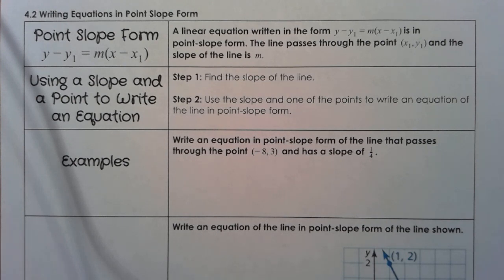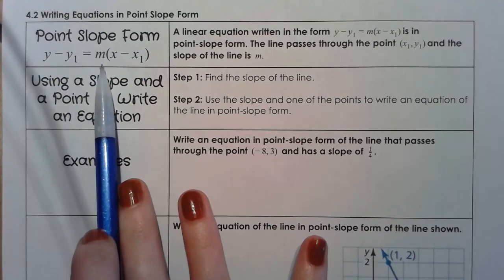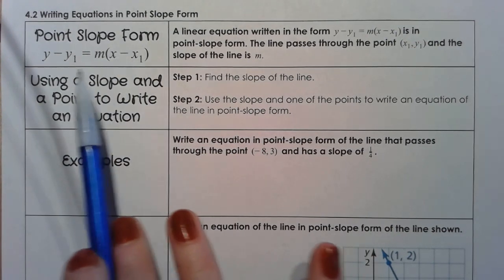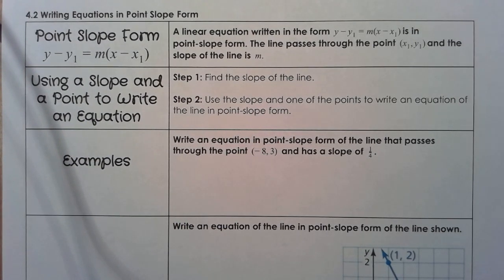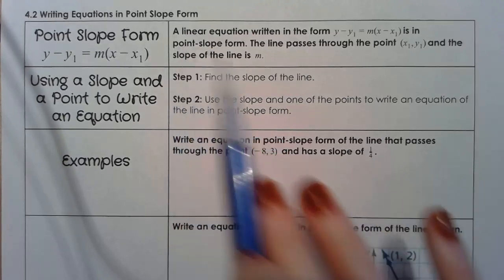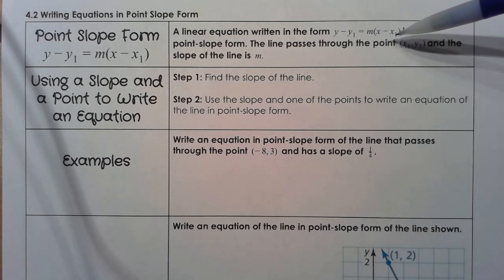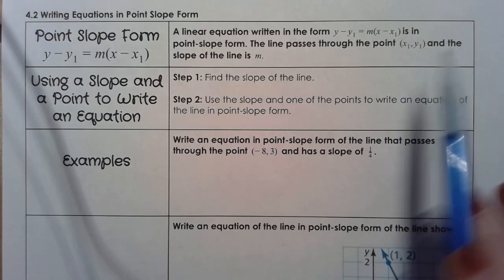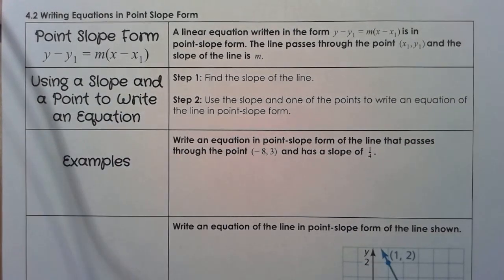And the form that we have is y minus y1 equals m, remember m is your slope, times x minus x1. So remember x1 and y1, that's just your x value and your y value in your point. So here it says a linear equation written in the form y minus y1 equals m times x minus x1 is in point slope form. The line passes through this point, x1 and y1, and the slope of the line is m. So m is our slope, and x1 and y1 is our point.